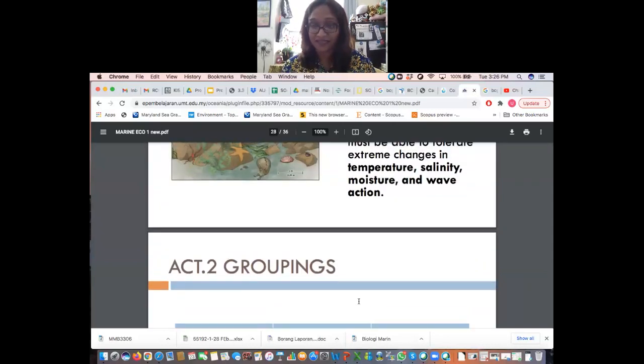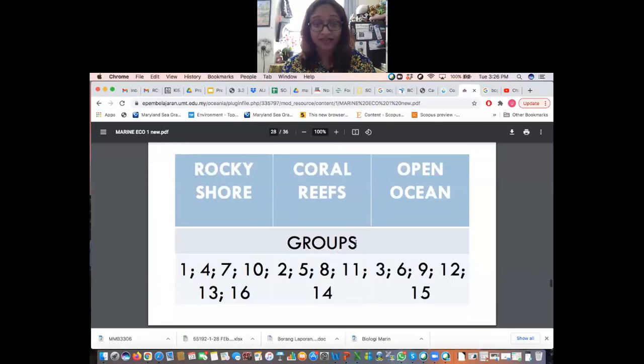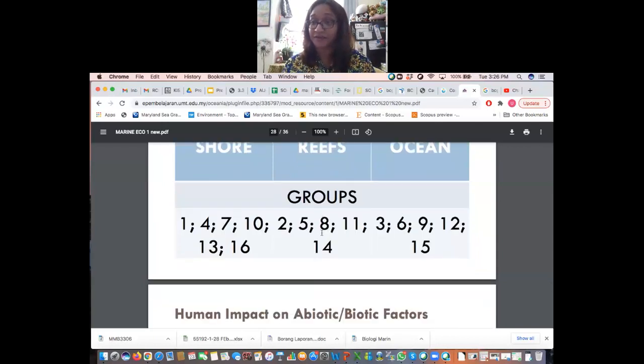These are just intros, but I would like you to read up more about the modules in your e-pembelajaran. These are the groups that have to prepare for rocky, coral, and open ocean ecosystems. I want you to read up on your respective ecosystem groups. Tomorrow I'll call you randomly to share your slide presentation. It doesn't have to be very complicated, just at least one slide or so for each activity, and present your work as a group.